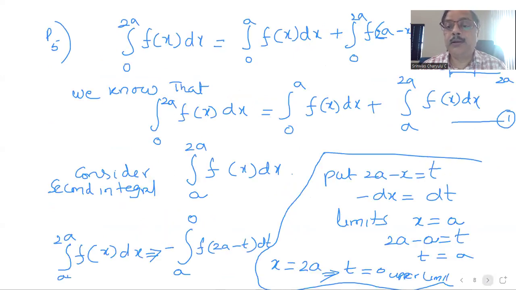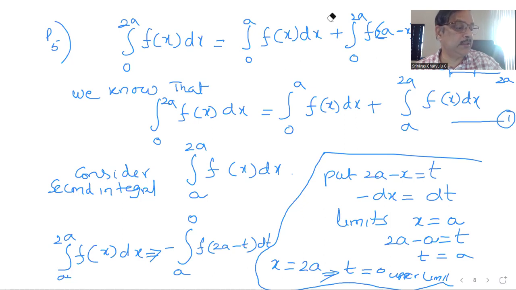P4 is over. Then P5, integral 0 to 2a, f of 2a minus x dx, 0 to a, 0 to a, this I remember. Let me just check once this property what we wrote now, whether it is correctly written or not. That's just confirmation only.